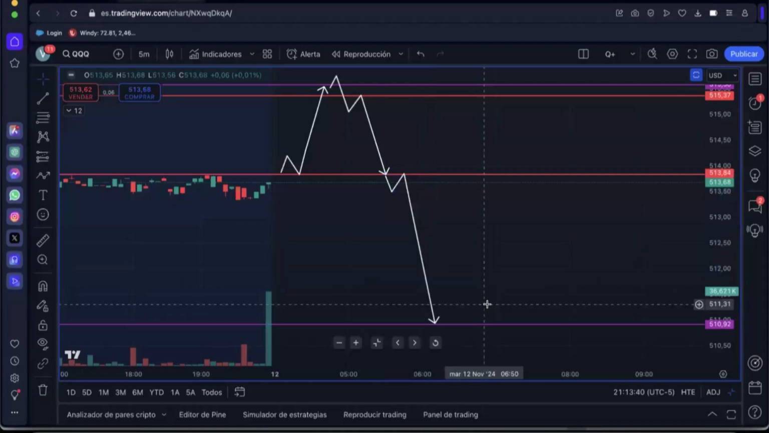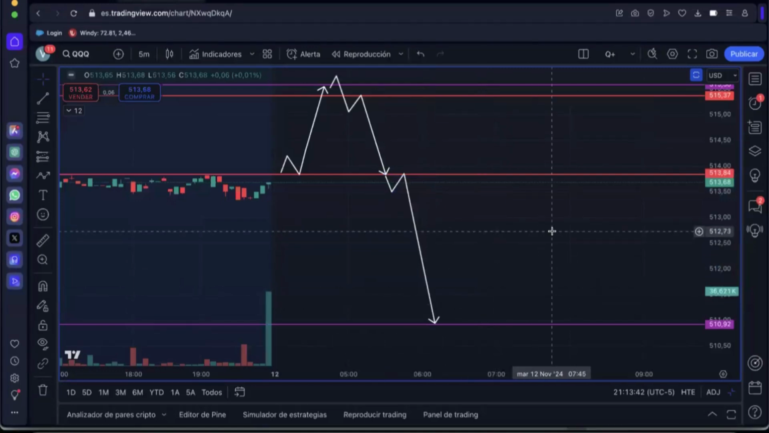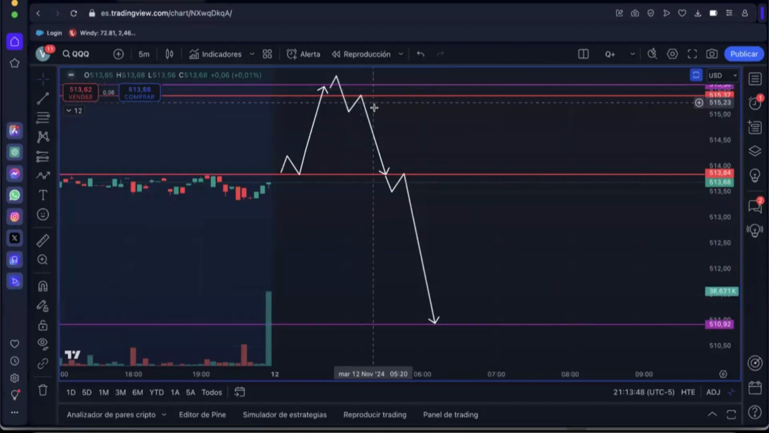This is the way I make my scenarios, guys. Based on my daily magnets. This is what I do every morning. And easy, as you can see, it's an easy setup. It's not difficult stuff.